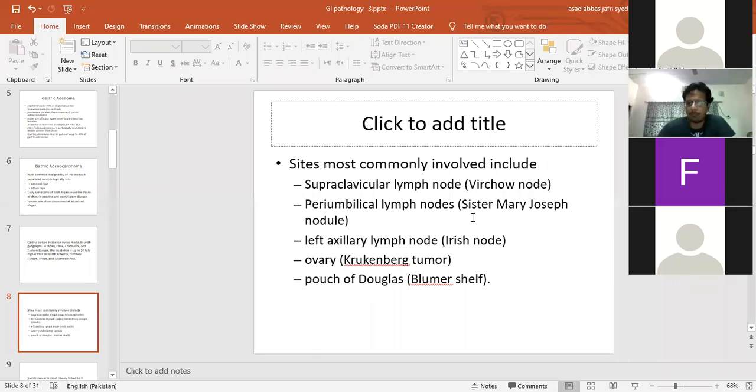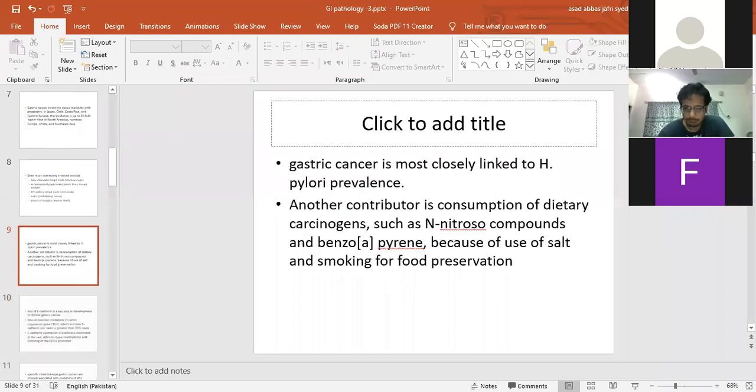Likewise, if periumbilical nodes are enlarged and come back positive with carcinoma cells, then chances are it is metastatic adenocarcinoma from the stomach. So and so forth. Okay.